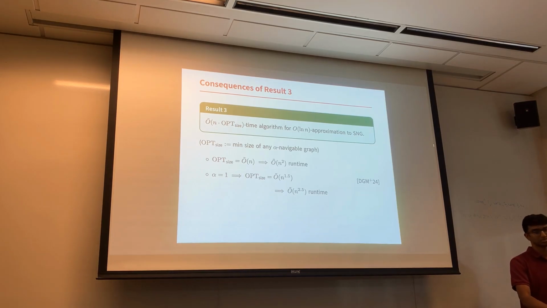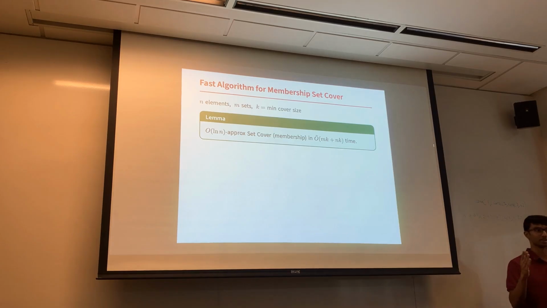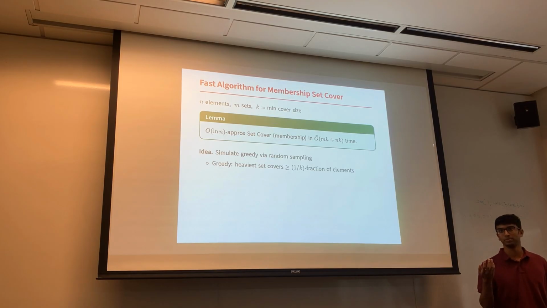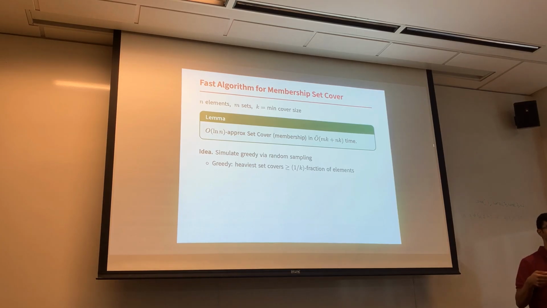All right, so now I want to go into a little bit more detail on how we actually proved this fast set cover algorithm. The idea will be fairly simple. We want to simulate the greedy set cover algorithm with random sampling. If you remember the greedy set cover algorithm, all it does is say, if I always pick the heaviest set at every step, the one that covers the most remaining elements, I'll cover a 1 over k fraction in every step, and so I'll be done in k log n many rounds. That gives me a log n approximation.